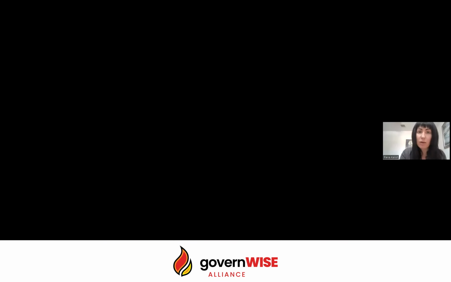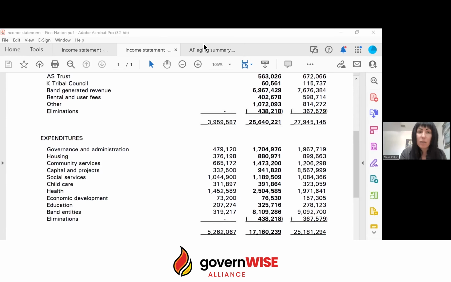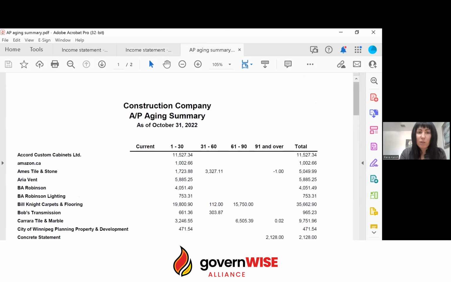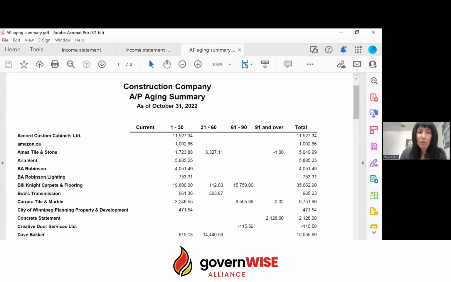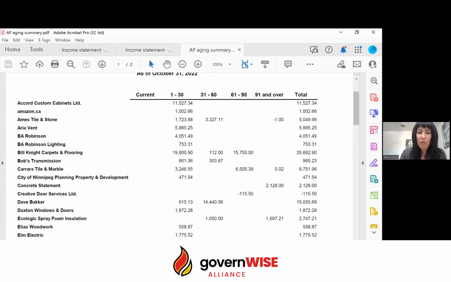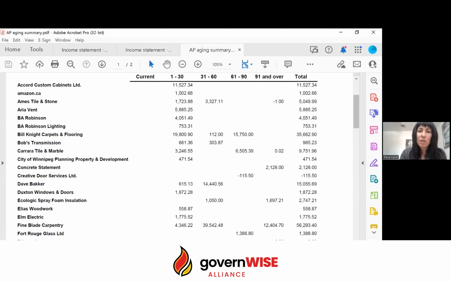look at a quick example here for an accounts payable aging summary. So this one is for a construction company, okay? And it's pretty straightforward. So you'll see here a list of different vendors this construction company is using, the amounts owed to those vendors. So there is a total for every vendor, and then a breakdown of how current or old the amounts are. So when we review this, we may want to pay attention to the older amounts, right? Because why are they still outstanding?